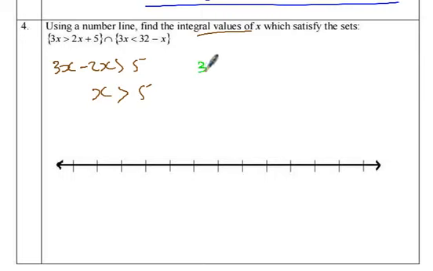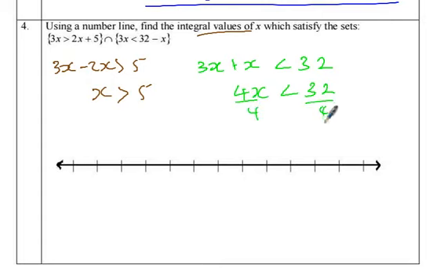So 3x plus x is less than 32. When this crosses the less than symbol, it becomes positive. So we have 4x is less than 32, divided by 4 on both sides. We do have our x less than 8.